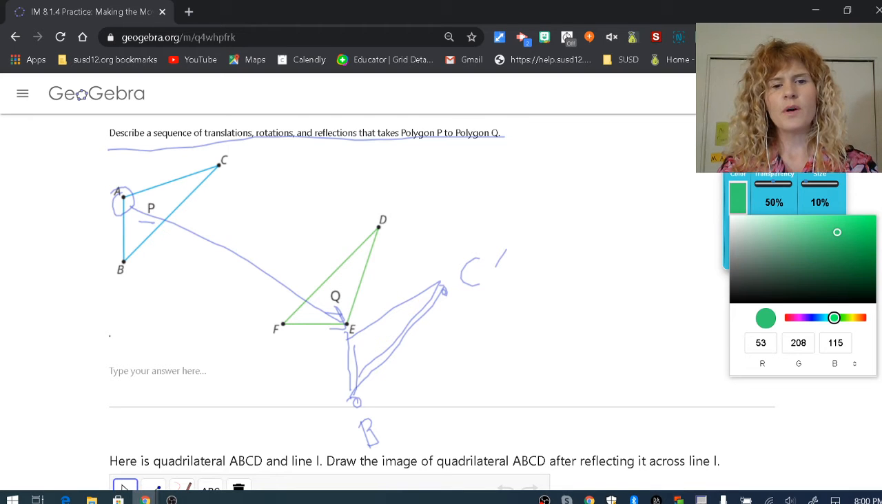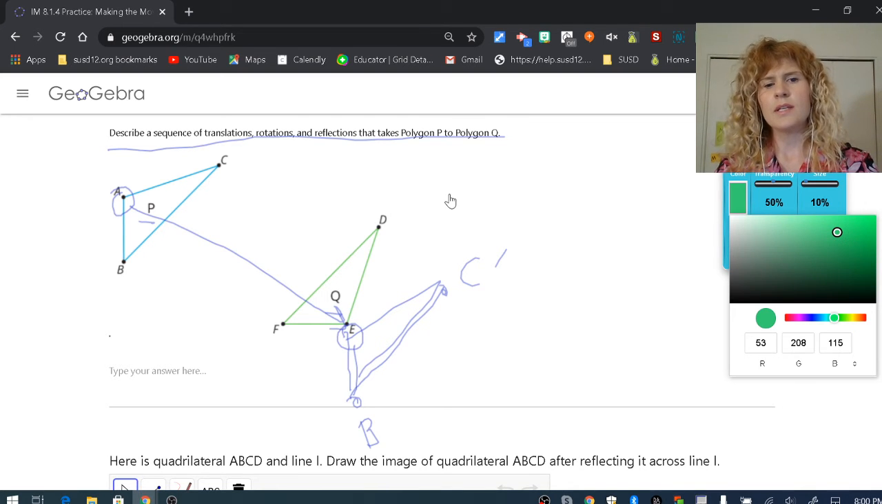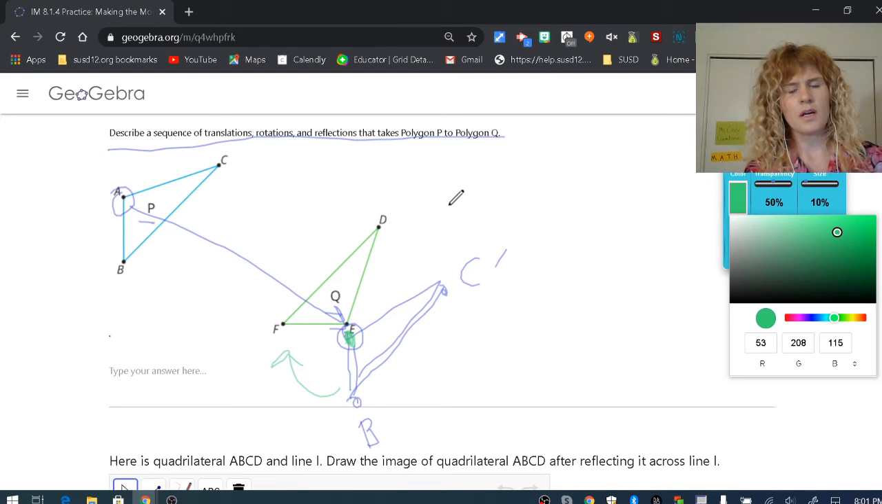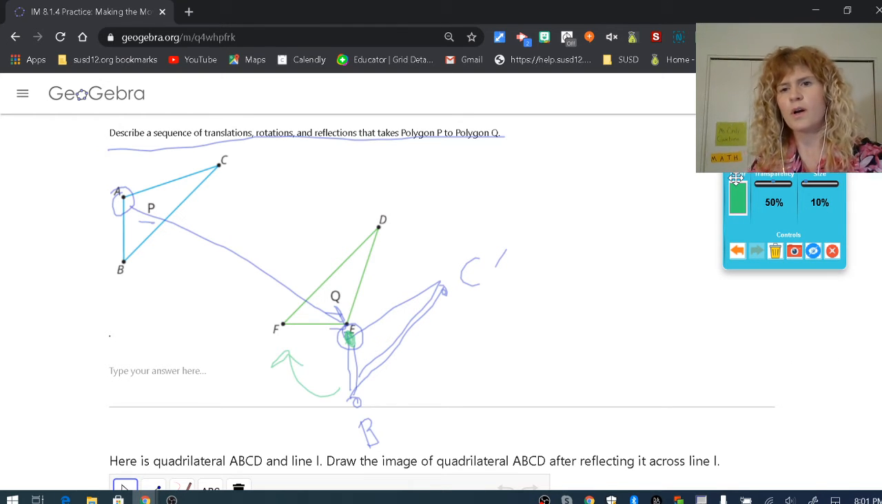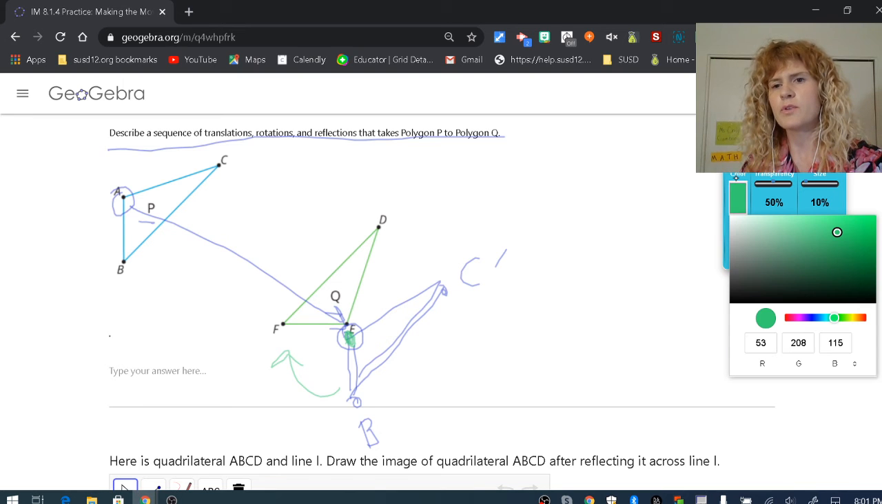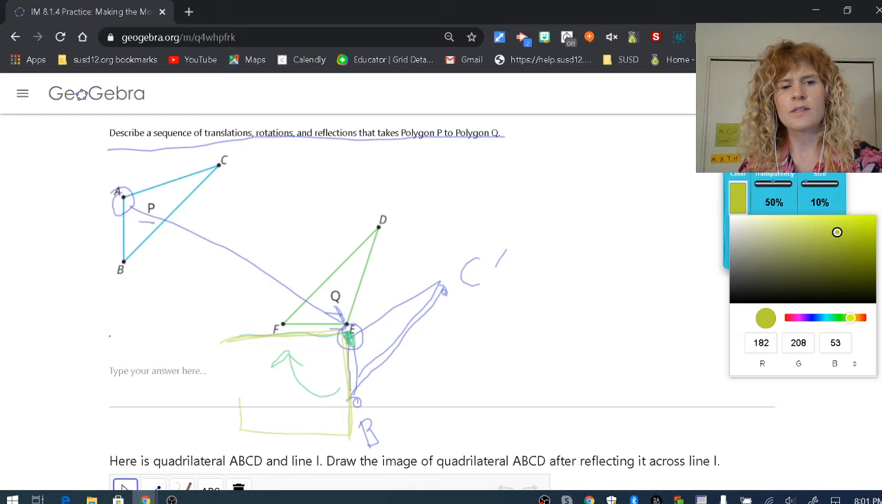Then I would do a rotation around point E. I would use E as my center point and rotate 90 degrees counterclockwise. I think that's 90 degrees. It looks like I could draw a square right there. Let me try that with a very light color. Squares have 90-degree corners. So I think that looks like a square corner. What do you think?